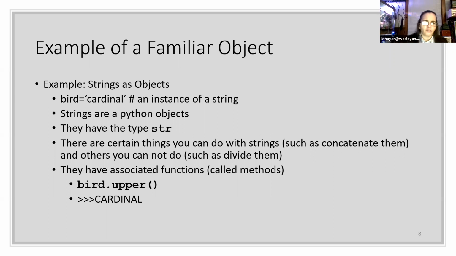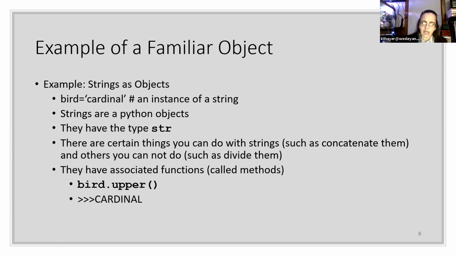So an example of a familiar object. Let's just go back and consider strings as objects. Bird equals cardinal. This is an example of a variable assignment where the variable bird is assigned to the string called cardinal. So strings are Python objects. They have the type of str for string. There are certain things you can do with strings. So the idea is, based on what kind of an object it is, there's going to be a collection of things you can do with them.